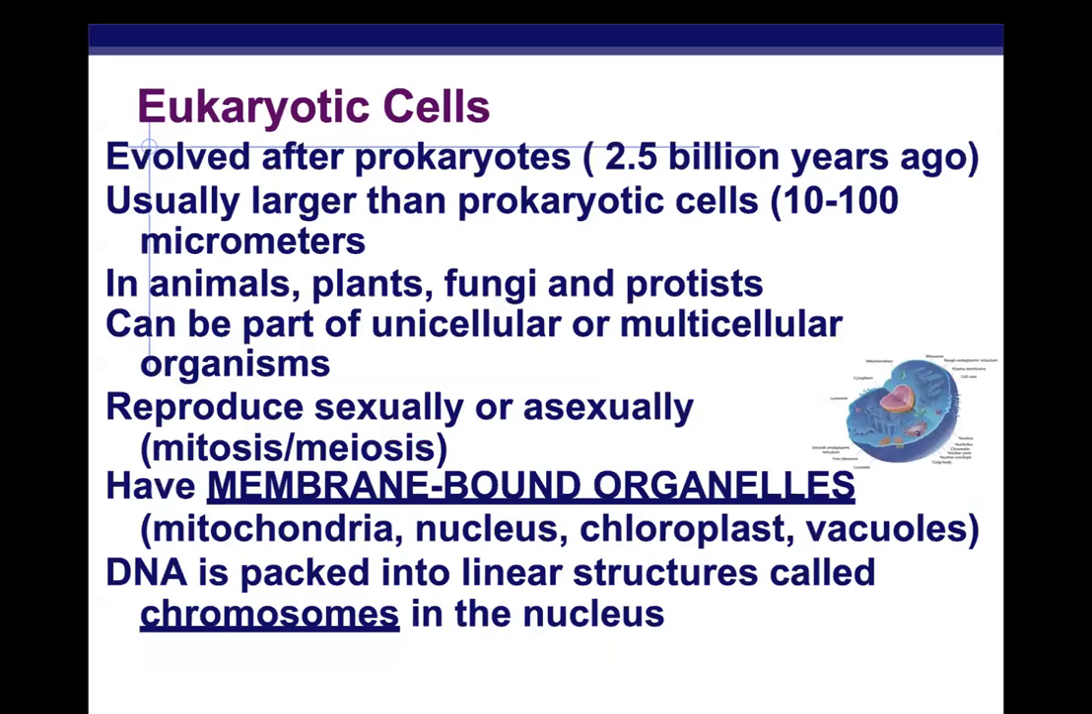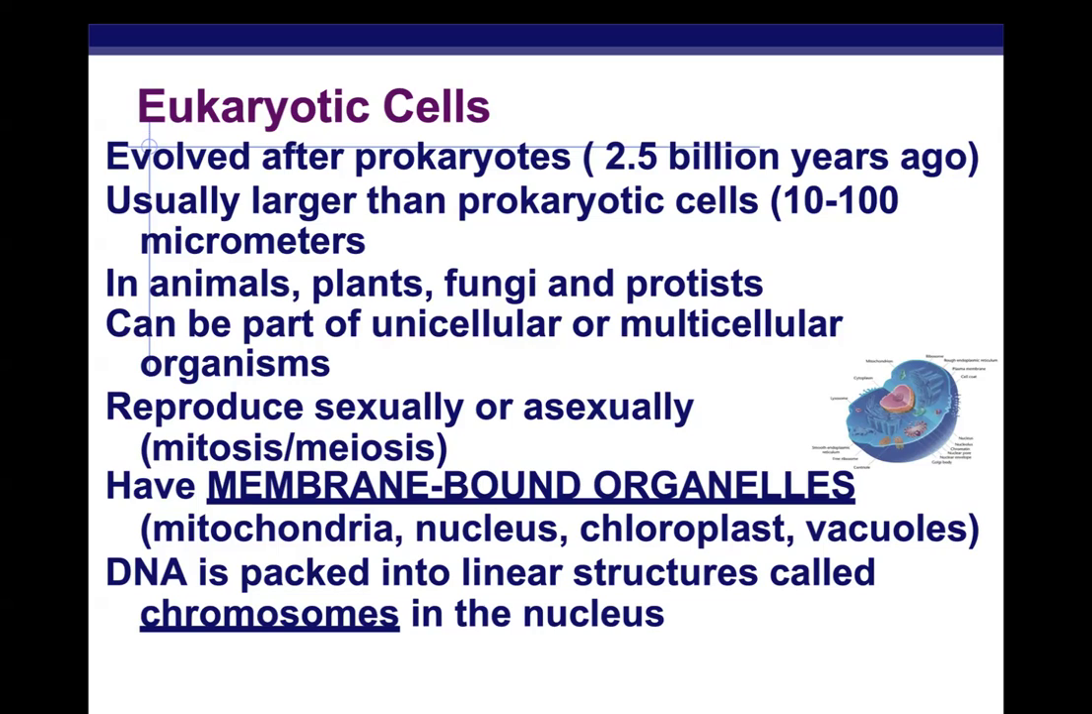Eukaryotic cells, on the other hand, are only about 2.5 billion years old. So it took 1 billion years from the first prokaryotes, that at least we have evidence of, to the first eukaryotes. They're larger. They're found in animals, plants, fungi, and protists. And the cool thing is eukaryotes can also be unicellular, so only one cell big, but eukaryotes can also be multicellular, so organisms composed of multiple cells.